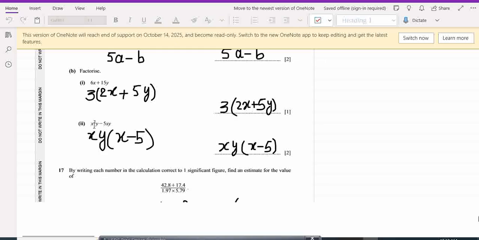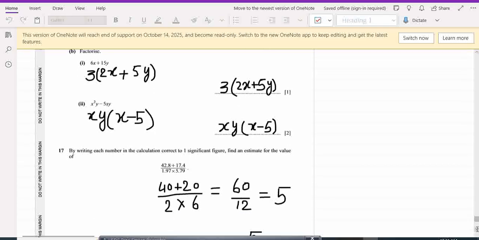That's it. Next is x square y minus 5xy. Again, the HCF of x square y and xy is xy, because the highest power common in both is taken. x is present in both, y is also present in both, so xy is taken as common. When we take common, powers are subtracted. x square divided by x is x, and y is cancelled, so you get x here. Then 5xy divided by xy is cancelled, so 5 remains here. So we get xy into x minus 5, and this is the answer.